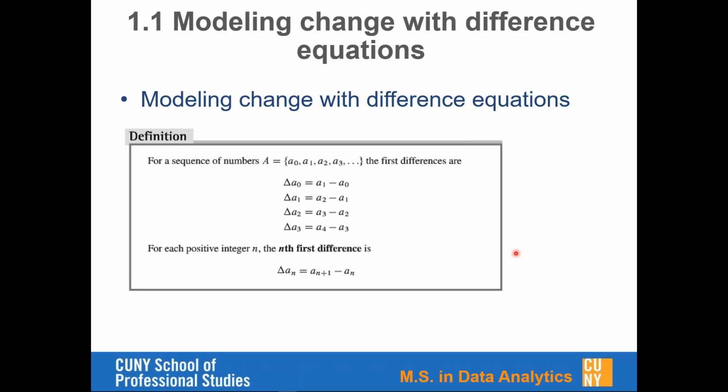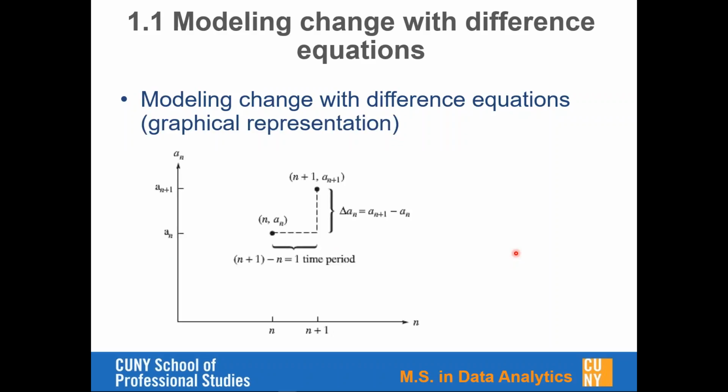The question becomes how you can use a real-world problem, and how you can use these simple difference equations to model those problems. As a graphical representation, at period n the value is An, and at period n plus 1 it becomes An plus 1. Delta An is defined as the vertical, y-axis difference, which is An plus 1 minus An, and on the x-axis is the period of time. In one time period, An has a change, delta An, which is An plus 1 minus An.